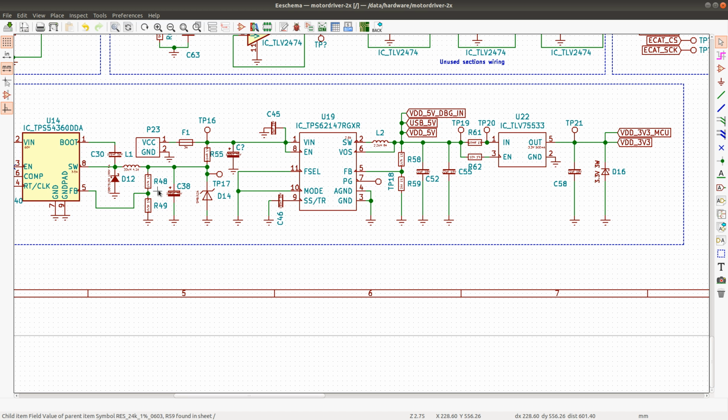Let's see. So this circuit requires three components that are non-standard. If I change this to 10K, then I only require two components that are not used anywhere else, which is a small benefit. So I'm going to do that.